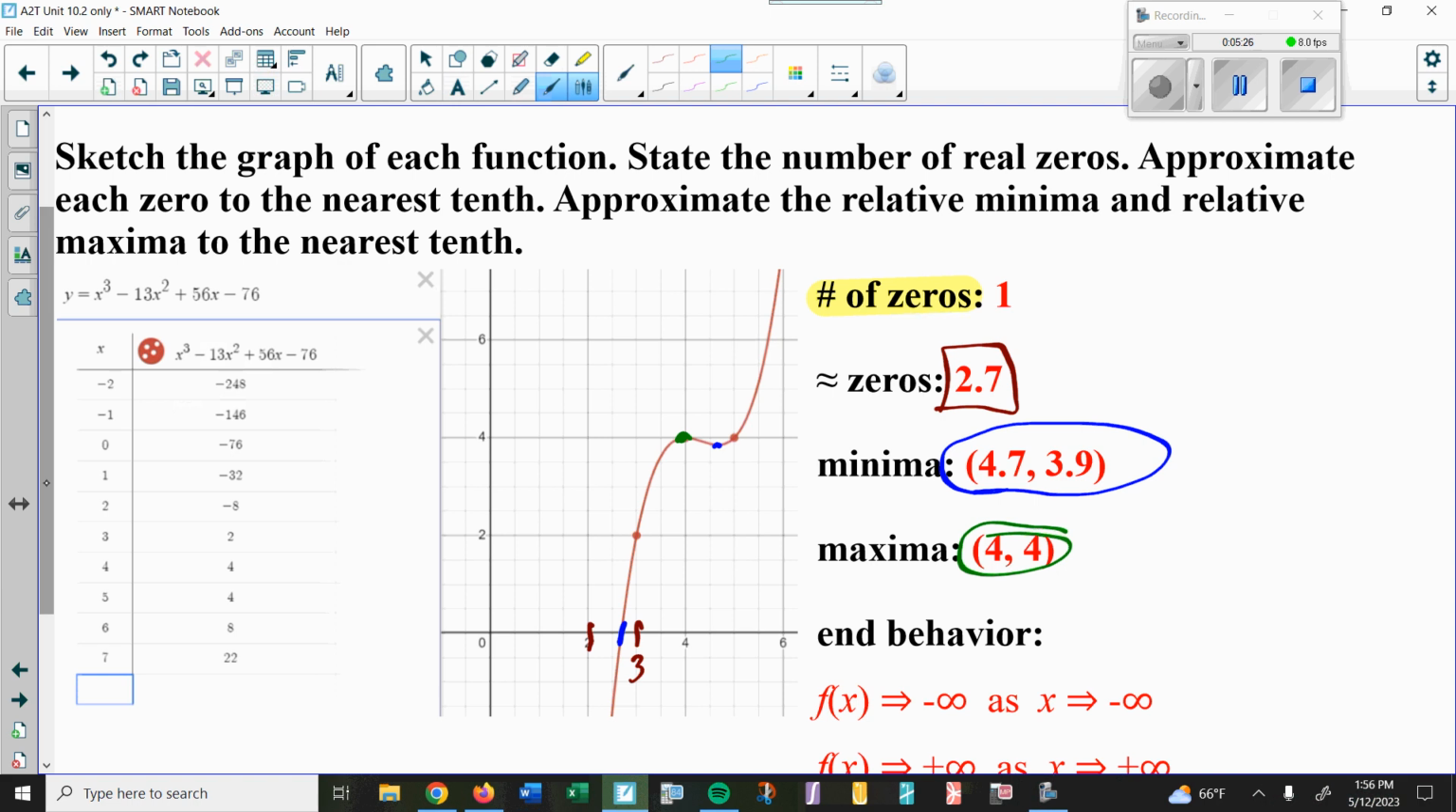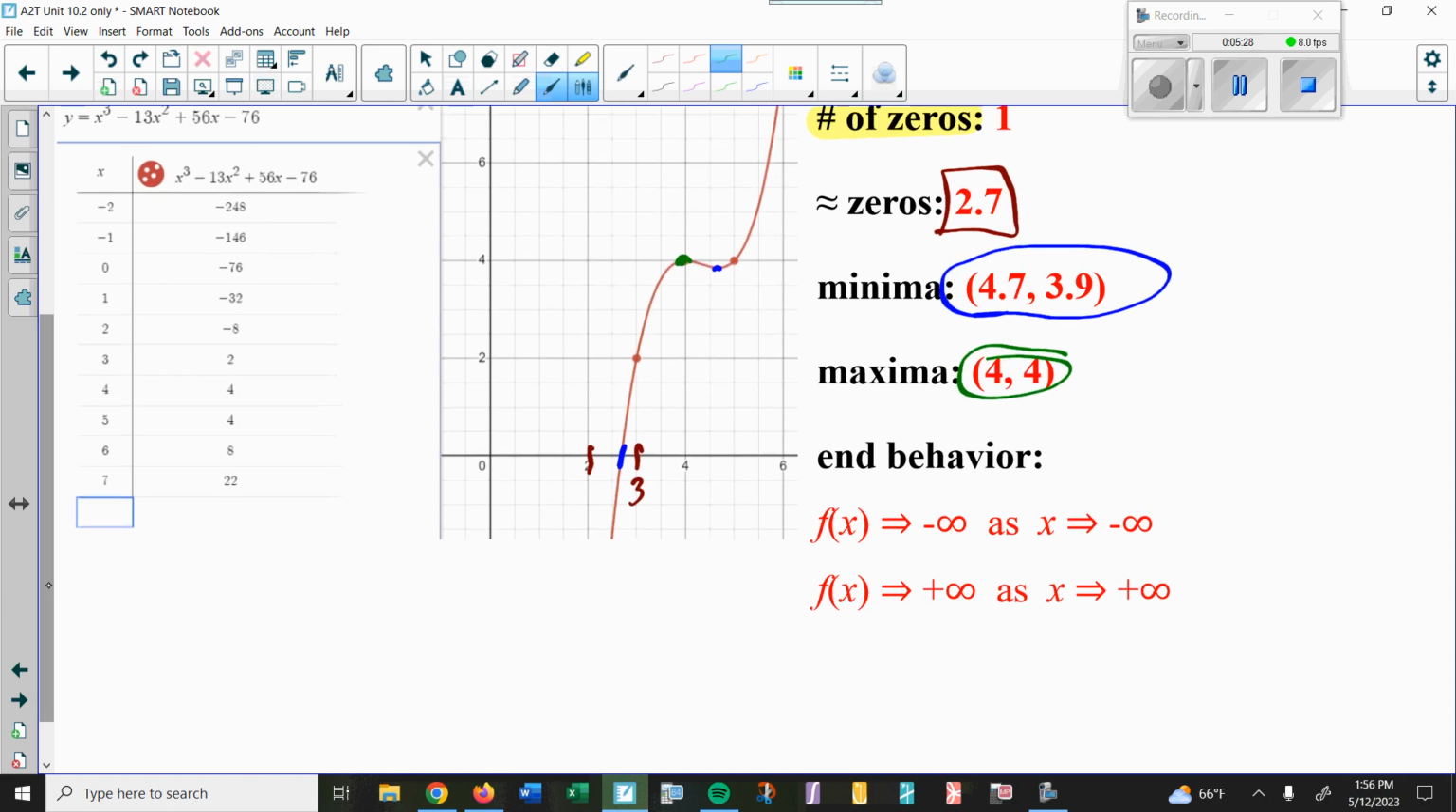Then the end behavior. So remember that this means as you go far to the left on your graph, does it go up or go down? And you can see as you go to the left, it goes down forever. So then it's going to have this negative in front. Remember, this means as you go far to the right on your graph, because x goes left and right and going towards the big positives, you can see that it goes up forever, and so that's why we have a big plus sign here.